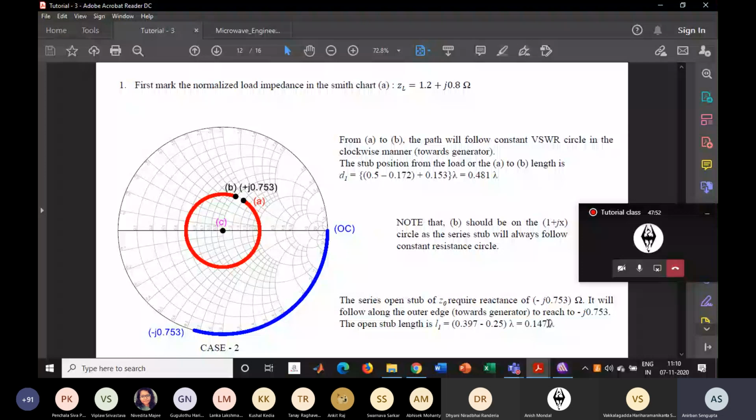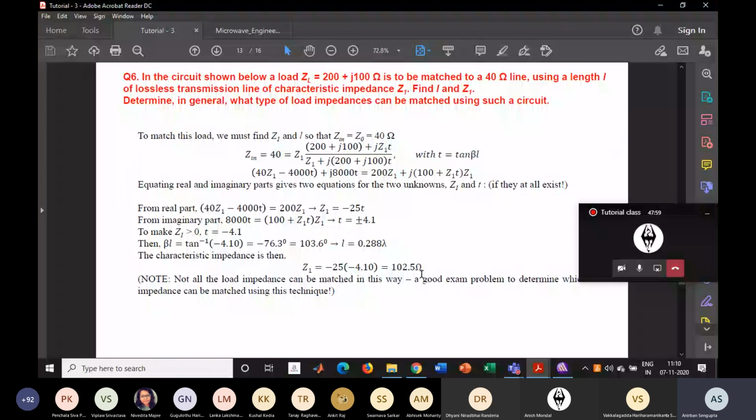Now the second question. Here, the circuit is given. This is for question number 6. You can take that.